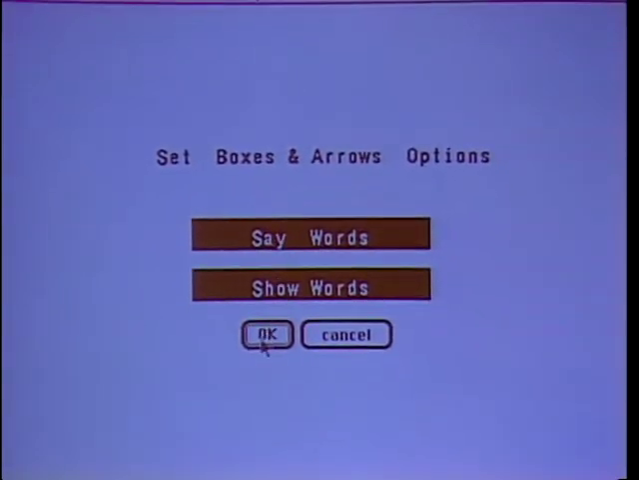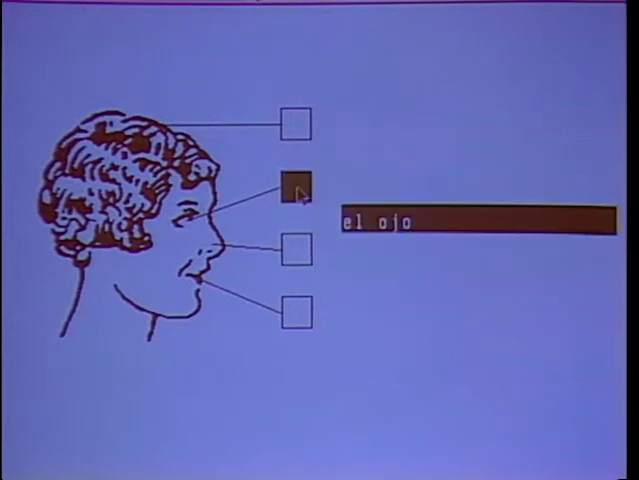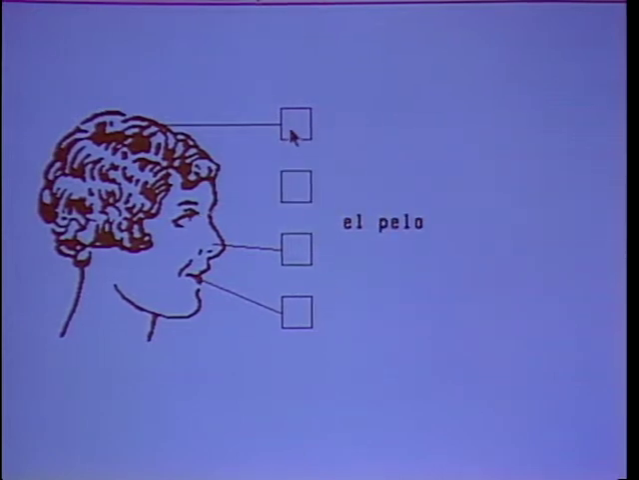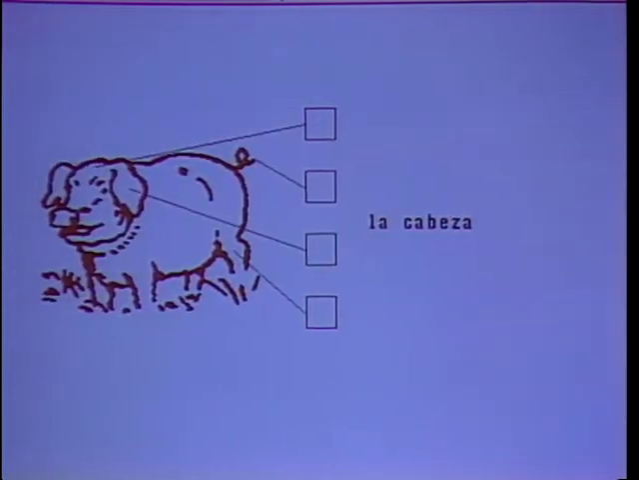You have options. You may, in fact, want to not hear the speech at some point. And so it says, what word is that? And if you do it wrong, it'll repeat it. And it says, oh, it really wants to be the eye. El ojo. El pelo. La boca. La nariz. So you can go from the picture to the words or the words to the pictures. Correct.